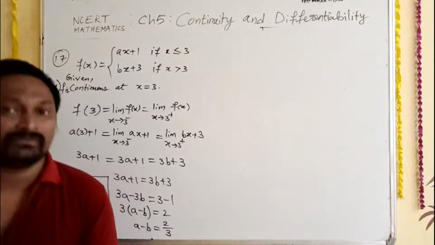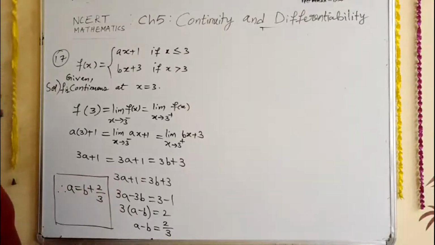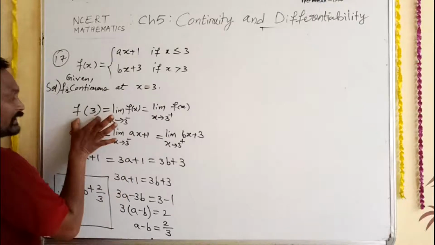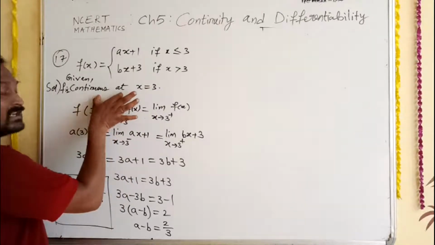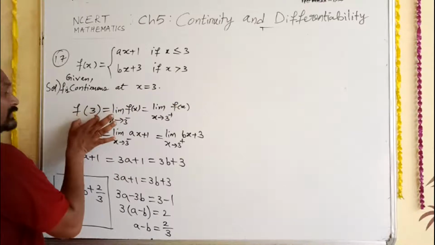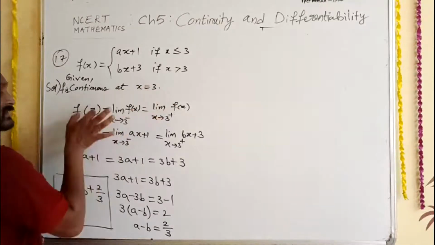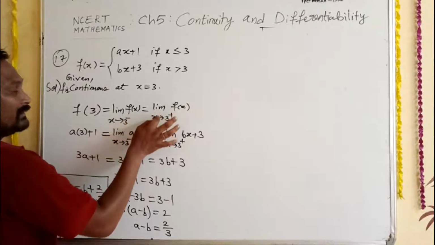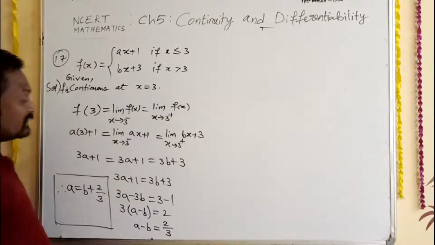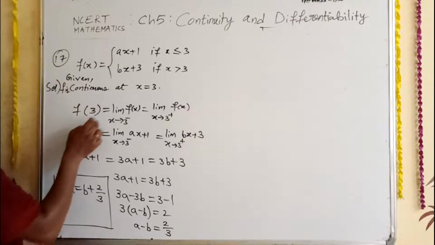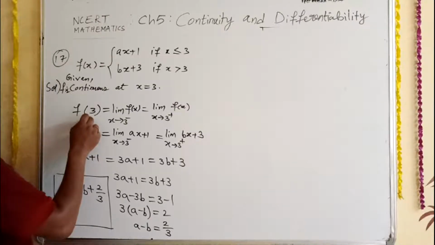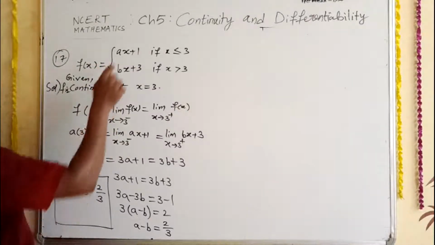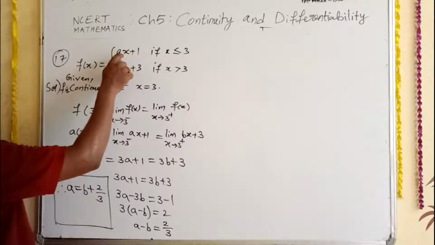Once I explain, understand clearly. If the function is continuous at x equal to 3, then if any function is continuous at that point, we can write f of 3 is equal to limit x tends to 3 minus f of x is equal to limit x tends to 3 plus f of x. So now just substitute 3 wherever x is there. So ax plus 1, with x equal to 3, gives 3a plus 1.